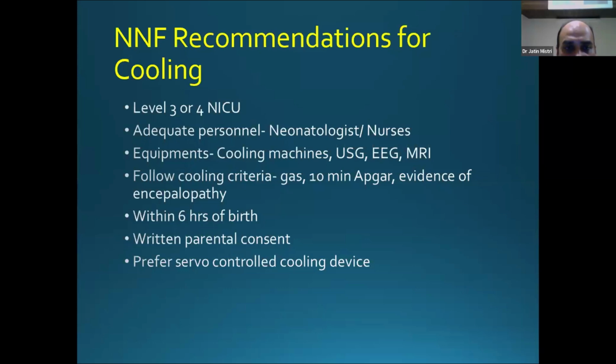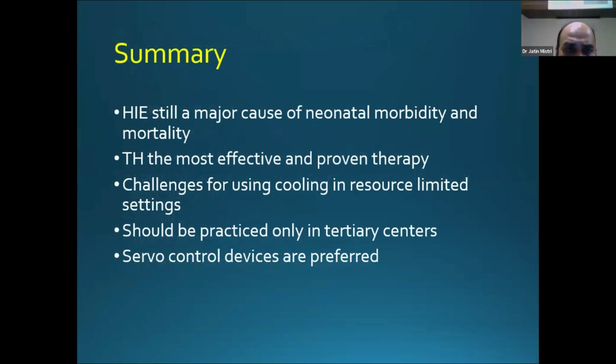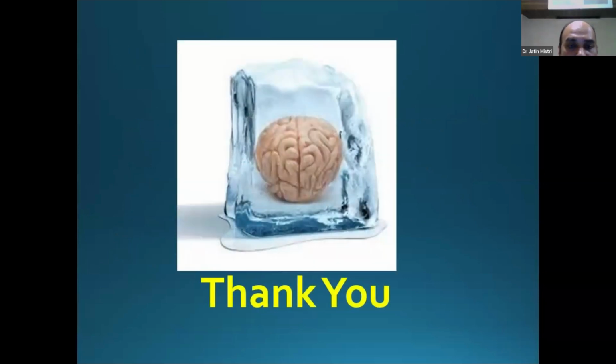So NNF came up with the guidelines, which have been very handy and useful. To summarize, I will quickly say HIE is still a major cause of neonatal morbidity and mortality. However, it has been well proven that therapeutic hypothermia is one of the most effective and proven therapies for hypoxic ischemic encephalopathy. There are challenges of using cooling in resource limited settings. However, it should be used practically only in the tertiary center with servo control devices. I think I'll sum it up here. Thank you for listening to me.